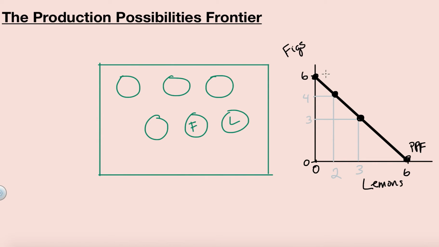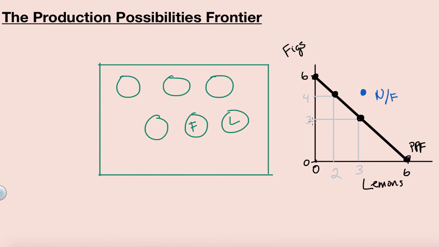Now these are different possible points of production. I could not produce 4 units of figs and 3 units of lemons. That would be this point right here, 4 units of figs and 3 units of lemons. This is a point of non-feasibility. We can't get there given our current resources.